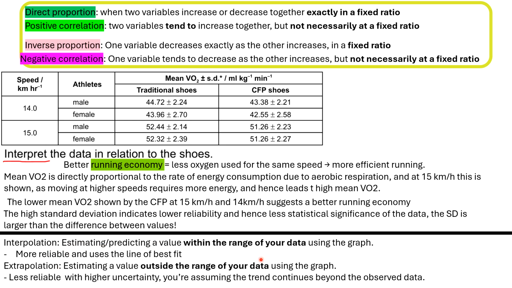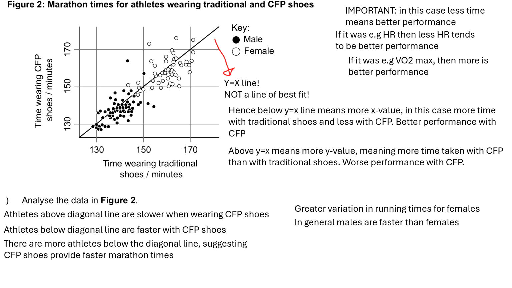Interpolation and extrapolation, you know from maths. So estimating within the range of data is more reliable, and estimating outside is less reliable. Don't let this catch you off guard. This is a y equals x line, not a line of best fit. You need to differentiate between them. As you can see, 130, 130, 150, 150, 170, 170, it's obviously a y equals x line. Now, if it was like here, but the values still matched, it would also be a y equals x line. So as long as the y equals the x, and you could see it on the points, it's a y equals x line.